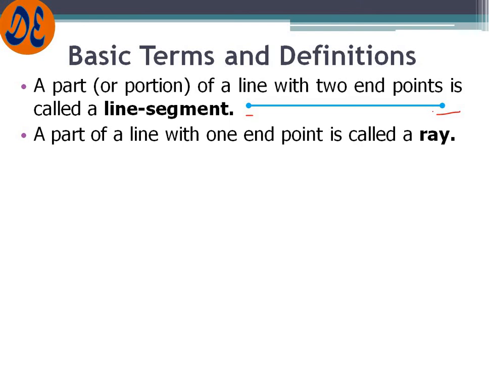Again, a part of a line with one end point is called a ray. That means here we will not have two ends. Here you can say there is a starting point but no ending point, endless. So you can start from one place but it will not end, and it is known as a ray.